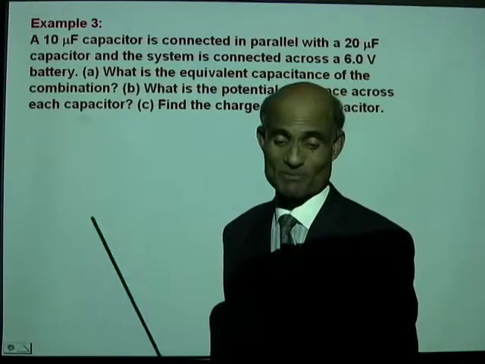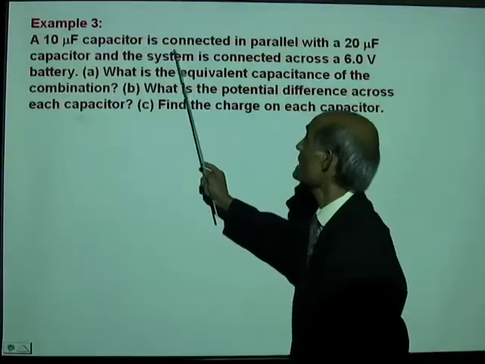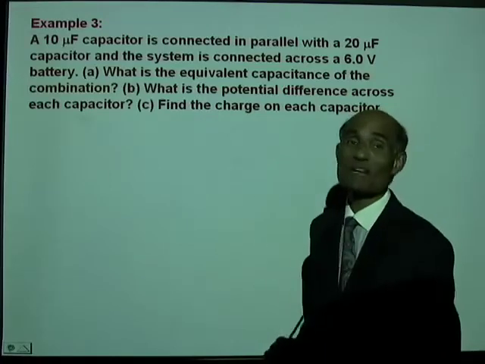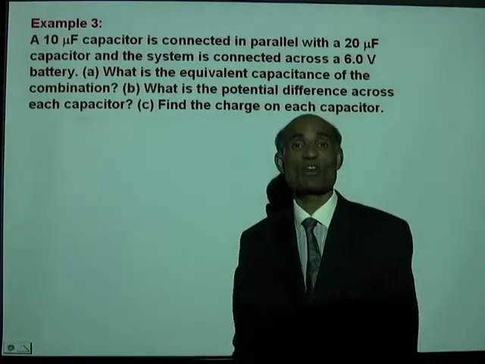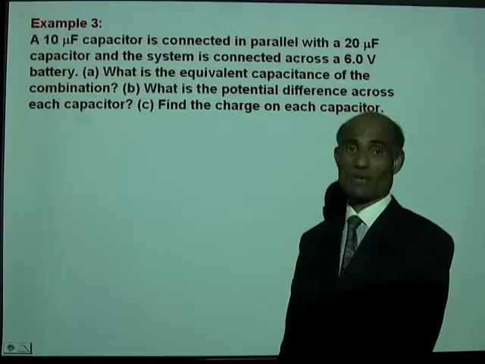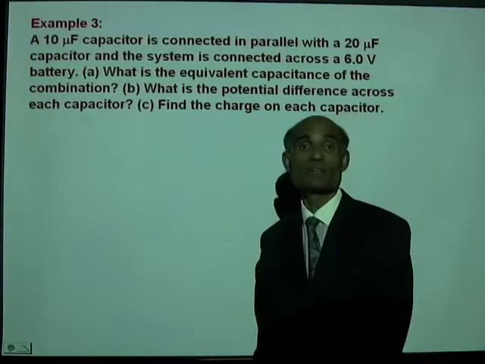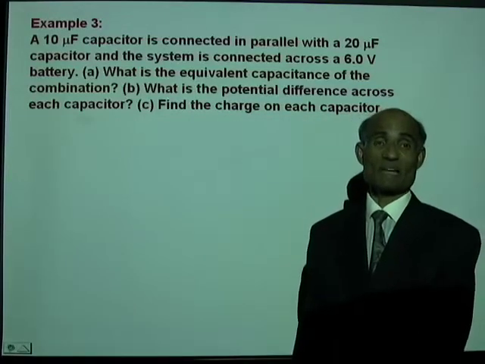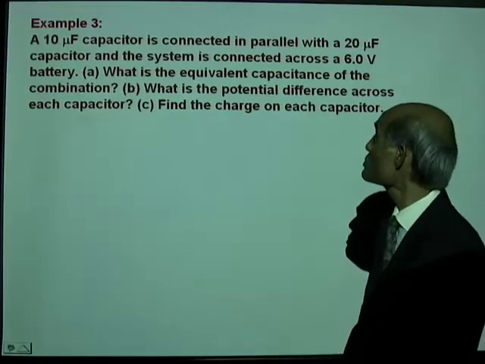Let's now do a problem. A 10 microfarad capacitor is connected in parallel with a 20 microfarad capacitor, and the system is connected across a 6-volt battery. A, what is the equivalent capacitance of the combination? B, what is the potential difference across the capacitor? And C, find the charge on each capacitor.